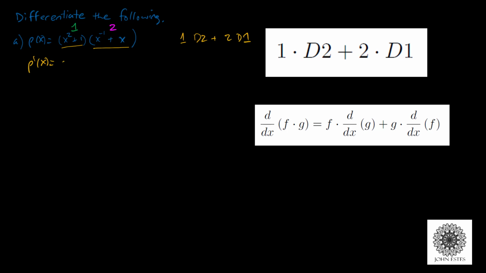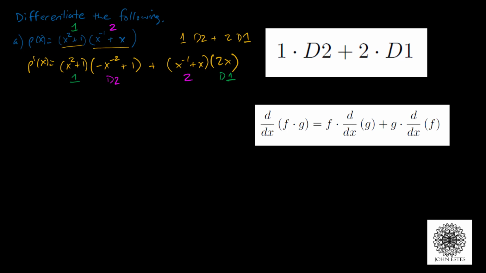So that's going to be x squared plus 1 times the derivative of the second, which would be, using power rule, negative x to the negative 2 plus 1. Again, that's 1, and this is d2. Now I have plus the second, which is x to the negative 1 plus x, times the derivative of the first, which is just 2x, plus the derivative of 1, which is 0. And again, this is d1 right there, and this is 2.